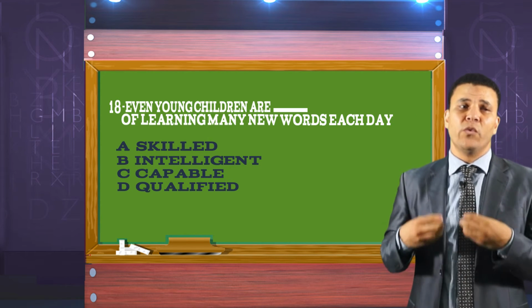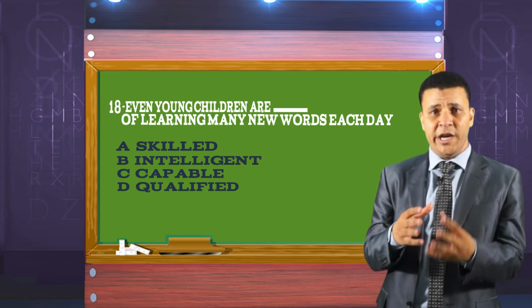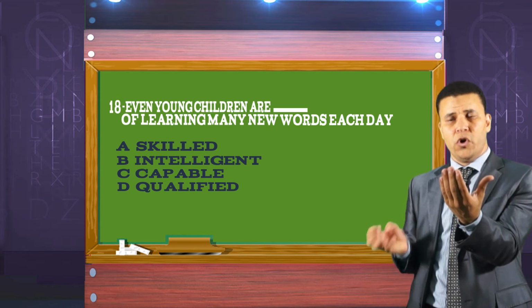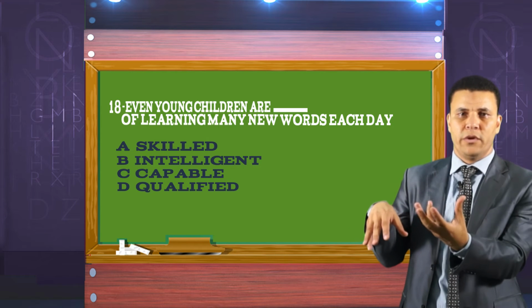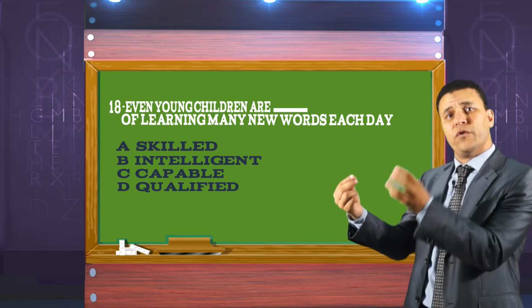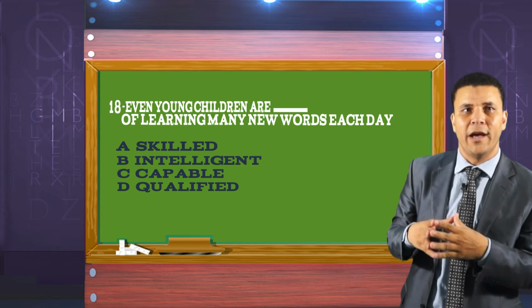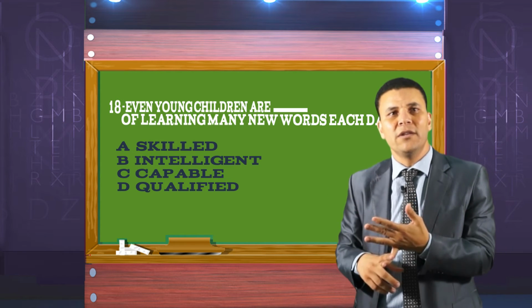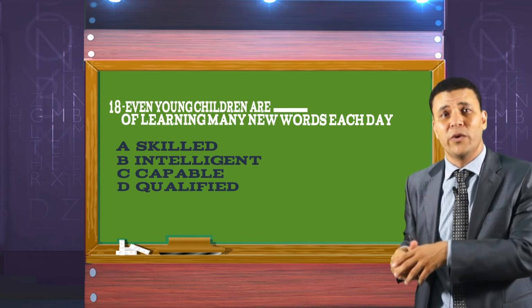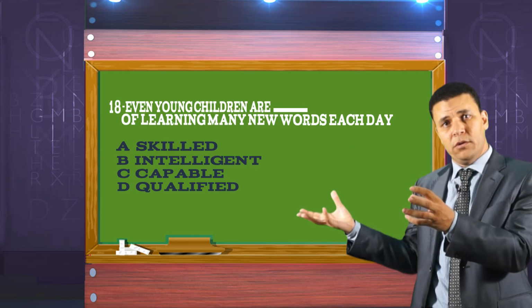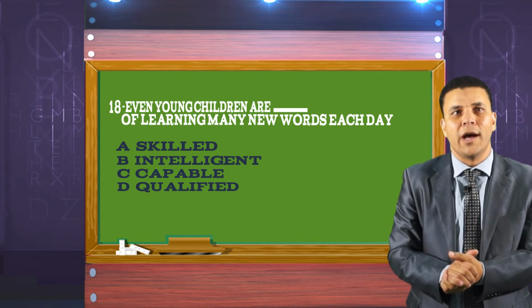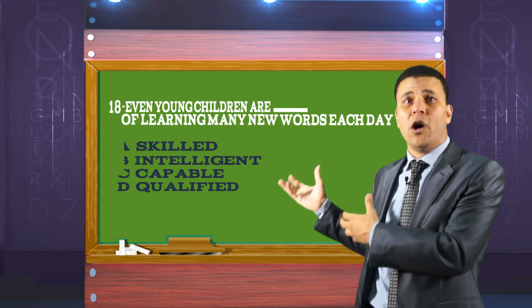Number 18, even younger children are blank of learning many new words each day. Actually, when you deal with prepositions, either you find the verb and you search in the choices for the preposition, or the opposite. He gives you in the question the preposition and you try to search for the suitable verb or adjective. Here we have some adjectives: skilled, intelligent, capable, qualified, and I mentioned in the last slide when we came through enable. We said we have enable and we have capable. Here we have even younger children are capable of learning.